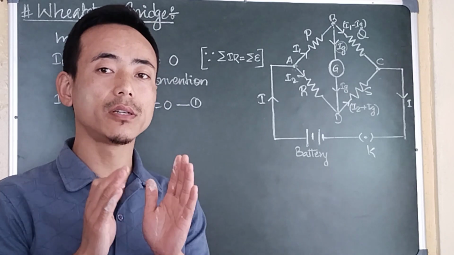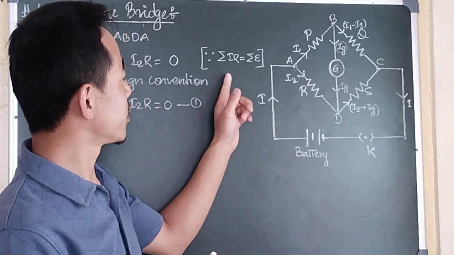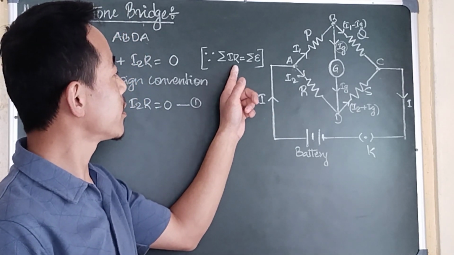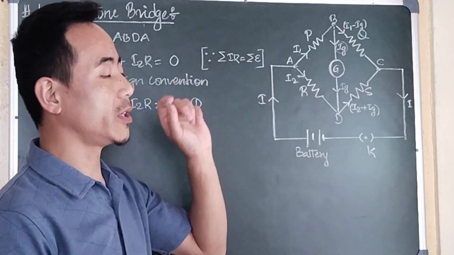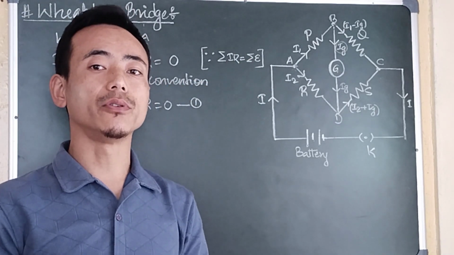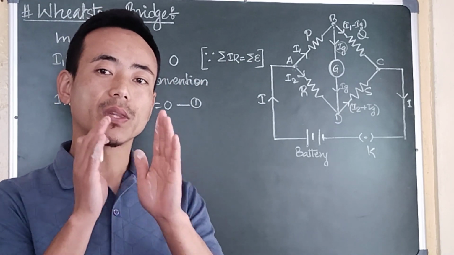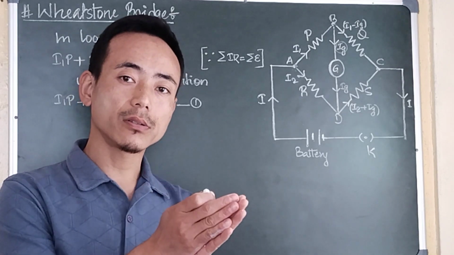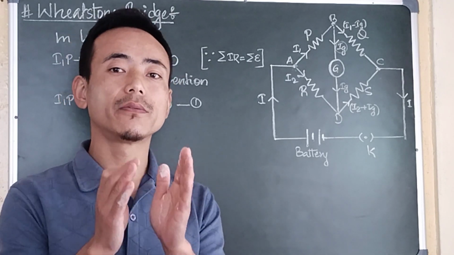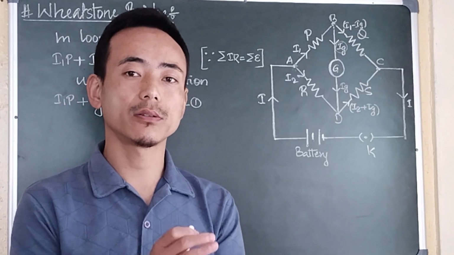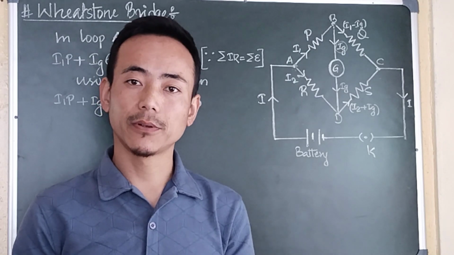So here we have used Kirchhoff's second rule, which is this one: the sum of the product of current and resistance in the closed path equals the sum of the EMFs. And second, we have to use the sign convention. If the current and path are in the same direction, current is taken as positive. But if the current and path are in the opposite direction, then current is taken as negative.